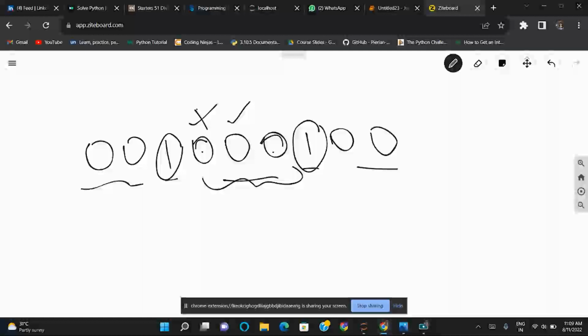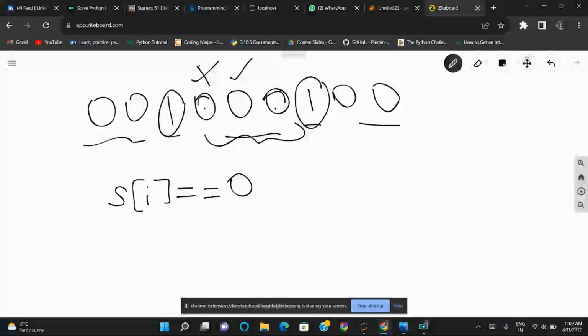So the first condition to fill a chair is that the particular chair must be empty. So the logic here would be S of I is equal to 0. This is the first condition. And then if you consider this particular 0, you already have a 1 beside him. So it means that there is already a person sitting beside that particular chair, so you can't violate the COVID rule. That is the reason this case is not possible.